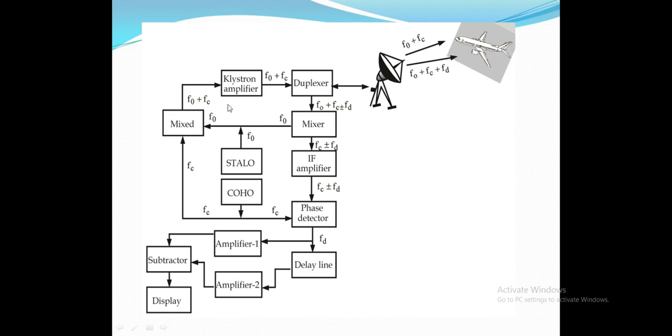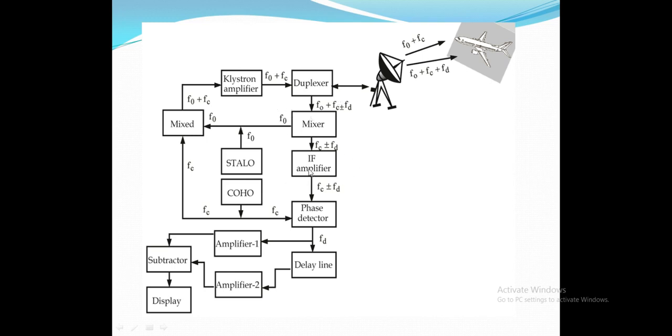Okay. So the two, mixer 1 and mixer 2, are identical in all aspects, except that mixer 2 produces a difference frequency, whereas mixer 1 produces the sum frequency. So here mixer 1 produces the sum frequency, here mixer 2 produces the difference frequency. So that's why the output of mixer 2 is Fc plus or minus Fd. F naught will be cancelled here.